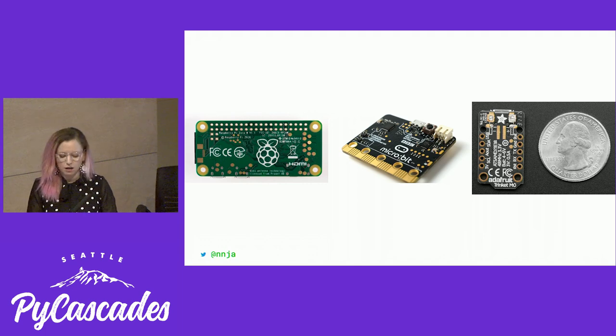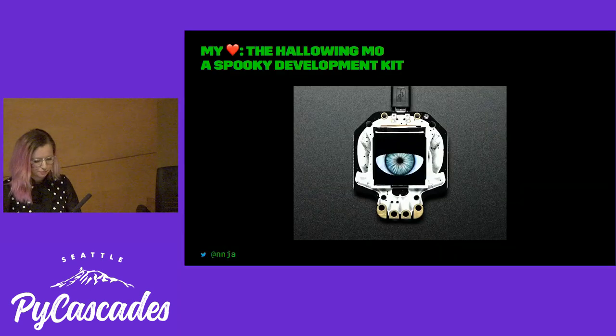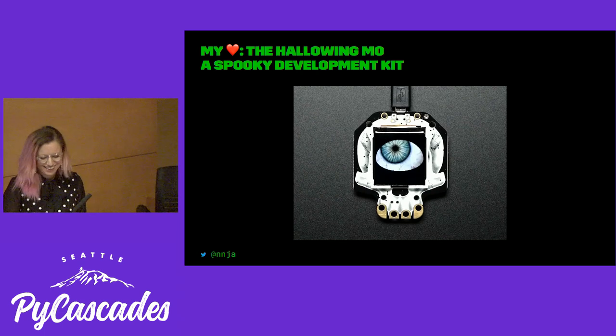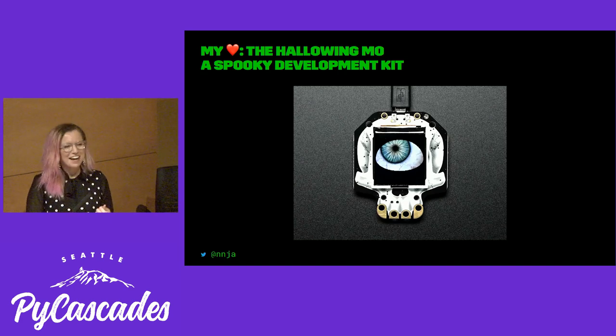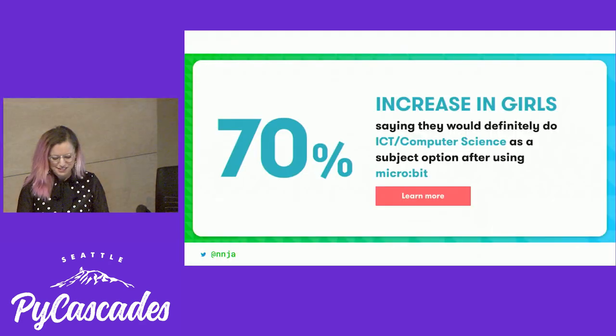What I will be focusing on is Adafruit. I'm not affiliated with them in any way, so this is not a sales pitch. I'm just a huge fan, and it's a woman-owned company based in New York. Adafruit products are low cost, they're easy to order, and they're also very well documented. This is kind of maybe my favorite Adafruit thing. It's the Hollowing M0. It's a spooky development kit, and it has a 1.5-inch screen on it. And I have one with me if anybody wants to take a look at this close-up.